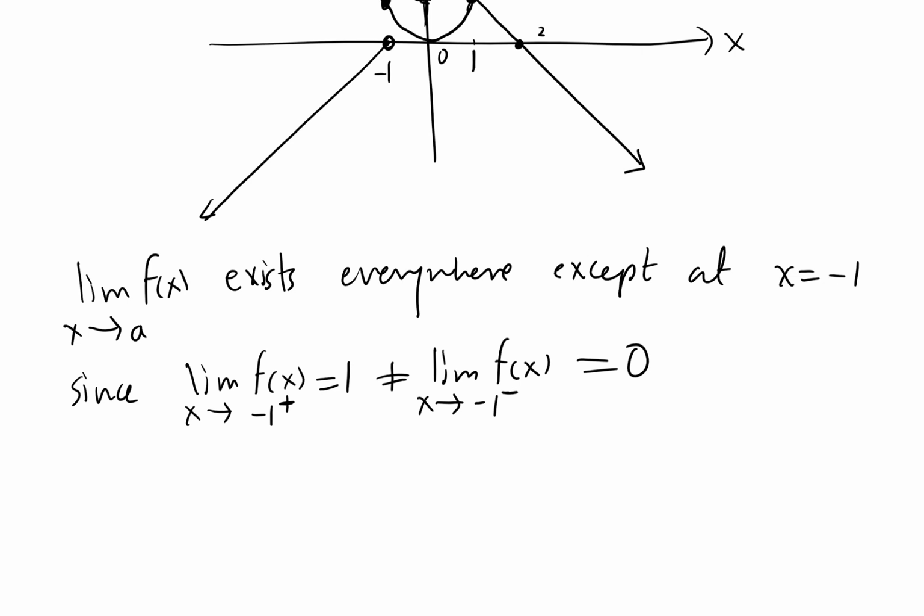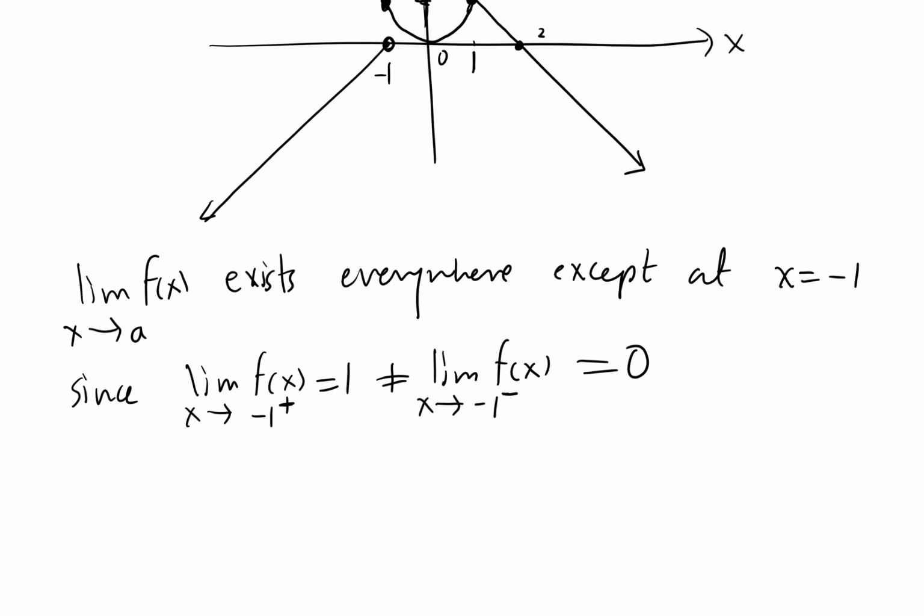For exams, you graph it and explain exactly the way I did it. Like where does the limit not exist? It does not exist when x equals -1. That's where the graph jumps. There's a jump in the graph.